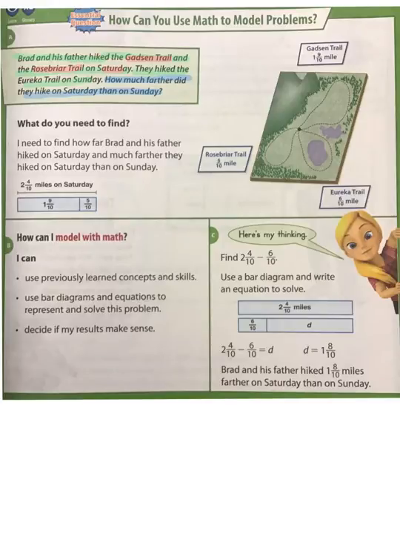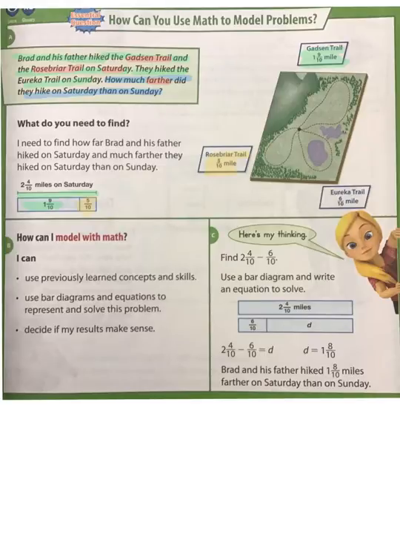And then, since it says how much farther, once we have those added up, which they did right here, you can see the bar diagram. So here's my bar diagram right here. If you look over to the right, it shows you how far the hikes are. So we have the Gadsden Trail, which is 1 9/10, and that's right here. And then we have the Rosebriar Trail, which is 5/10, which we have right here.